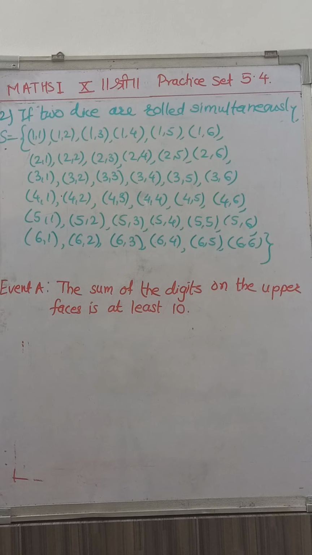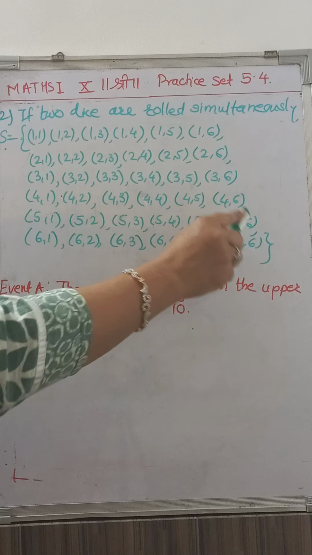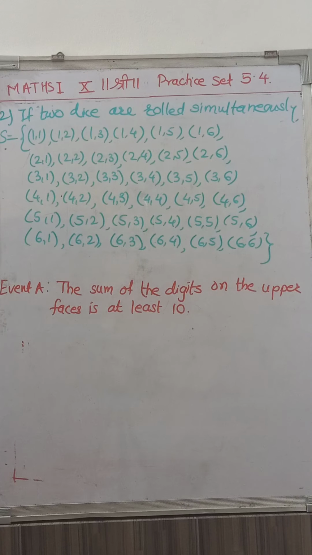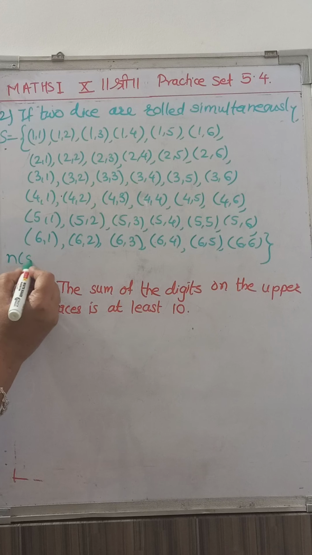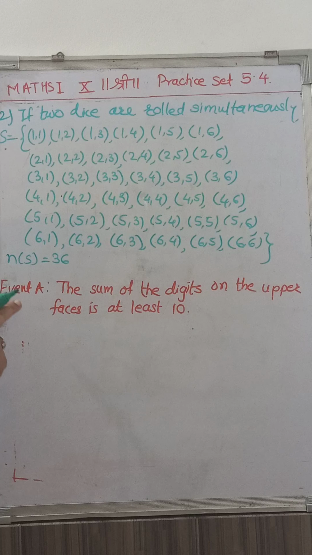We know that if two dice are rolled simultaneously, then the sample space is 11, 12, 13 up to 16, 21, 22 up to 26, 31, 32 up to 36, 41, 42 up to 46, 51 up to 56, and 61, 62 up to 66, and therefore N of S is equal to 36. Now let A be the event that the sum of the digits on the upper faces is at least 10.